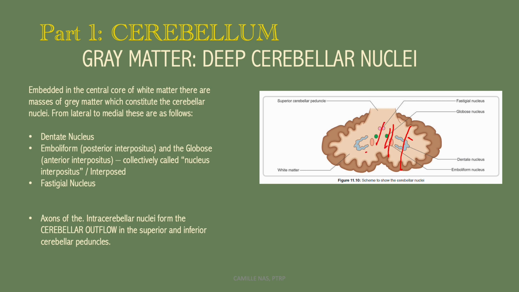So the axons of the intracerebellar nuclei will form the cerebellar outflow in the superior and inferior cerebellar peduncles. So the fastigial nucleus will receive fiber from the vermis.